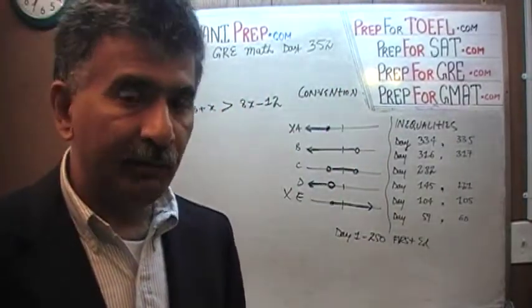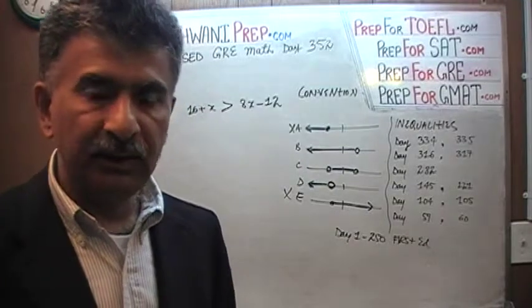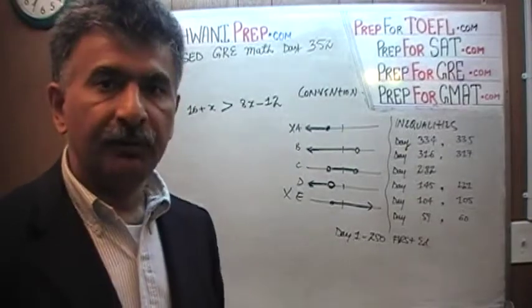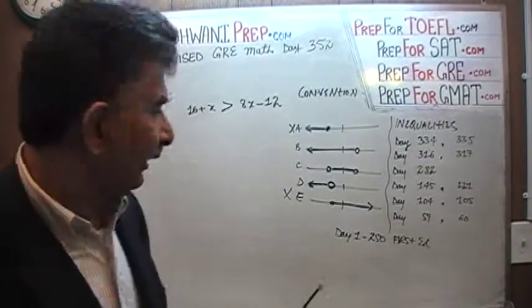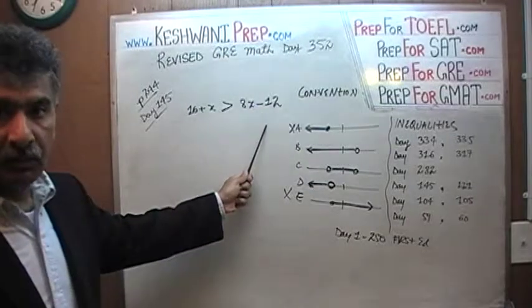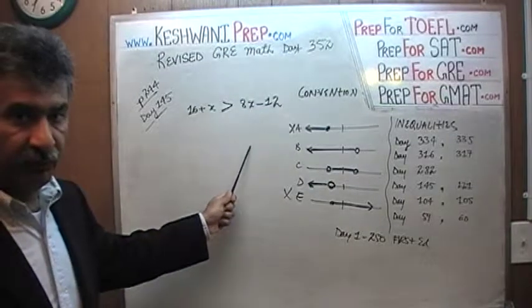Convention, of course, has two meanings. One is the gathering, a powwow, or meeting. The second meaning of the word convention, as we already know now, is a tradition. Tradition dictates, convention dictates that we put our unknown on the left hand side and we put our constant on the right hand side. That's just a convention, that's just a tradition.